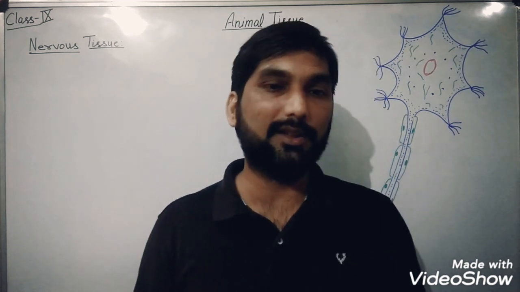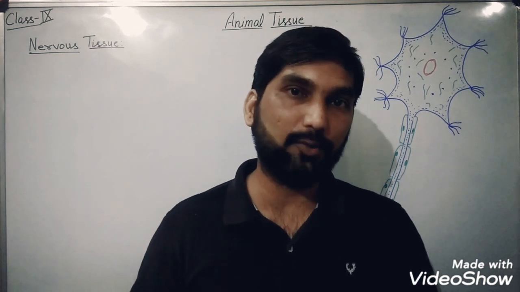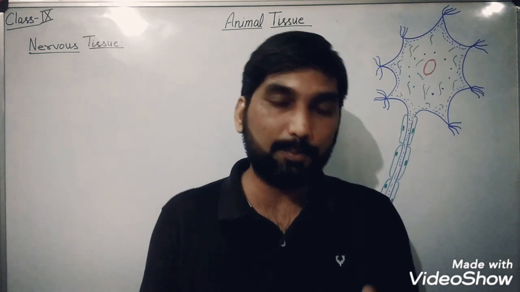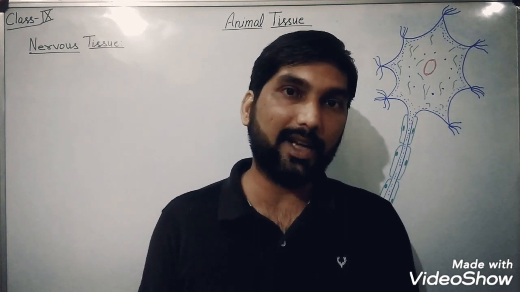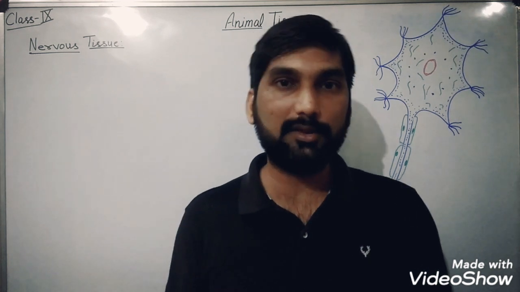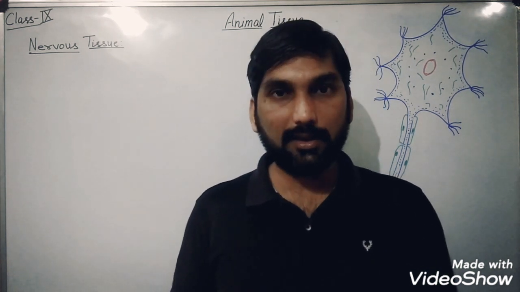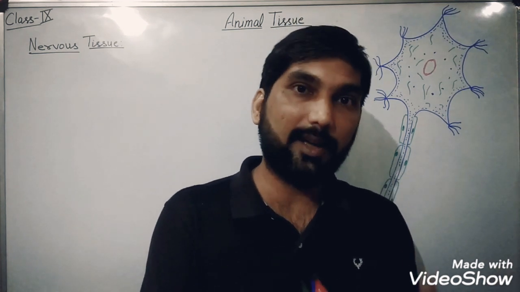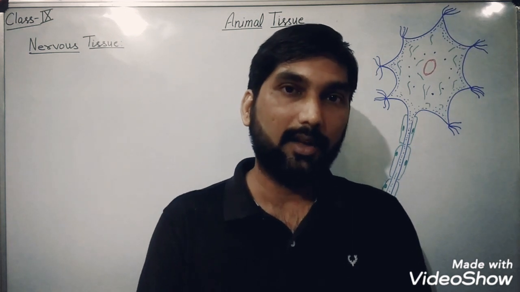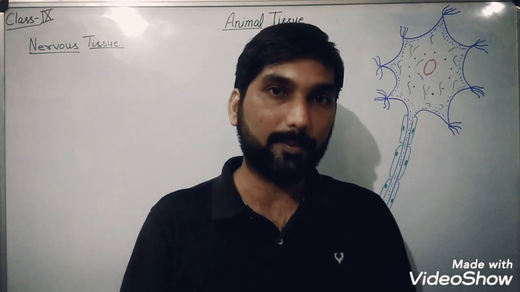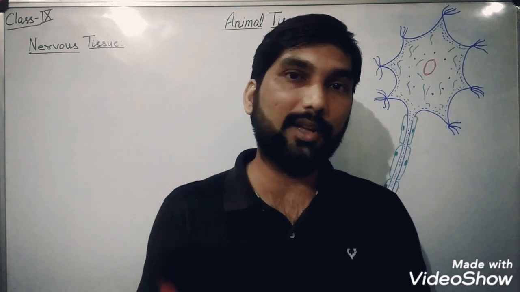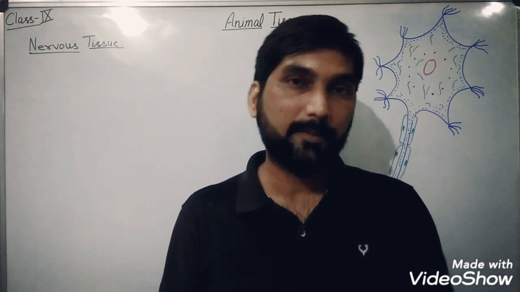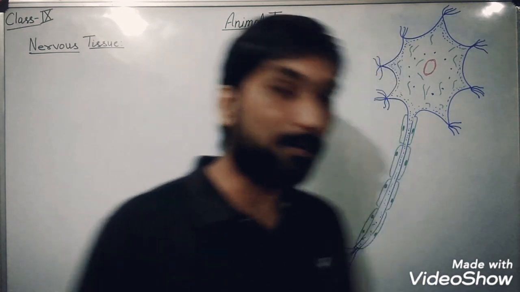Now today we are going to discuss a very important tissue that is known as nervous tissue, and this is the tissue that is responsible for making a system in the animal's body known as the nervous system. One basic difference between plants and animals is that plants lack a nervous system. In humans, the nervous system mainly consists of the brain, spinal cord and nerves. So today we are going to discuss this nervous tissue.